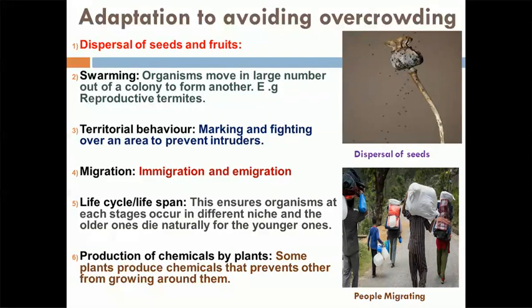And lastly, on my list here is production of chemicals by plants. Some plants can produce chemicals around them that prevent any other plant growing around them from surviving, and therefore it reduces overcrowding around itself. Another one, of course, that is not here is the effect of canopies among trees, whereby the taller ones prevent the shorter ones from getting sunlight, and if care is not taken, the shorter ones, not having access to sunlight, can die.